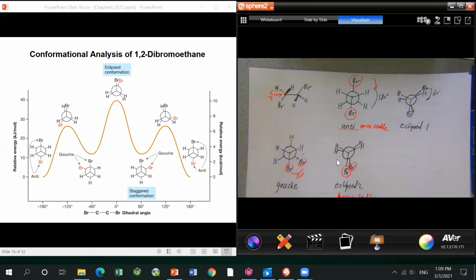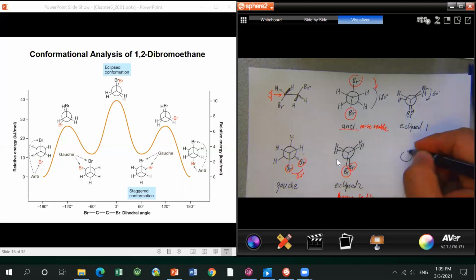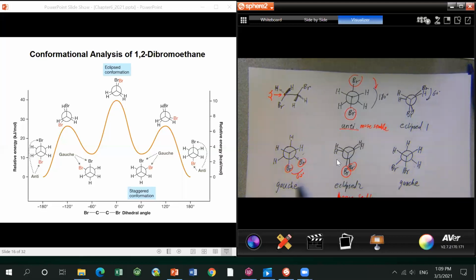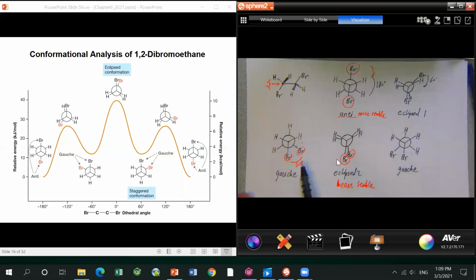And then you can go ahead and rotate another 60 degrees, I'll just quickly show you. Then we generate another gauche conformation. These two actually have the same stability, these two. And then you can continue.